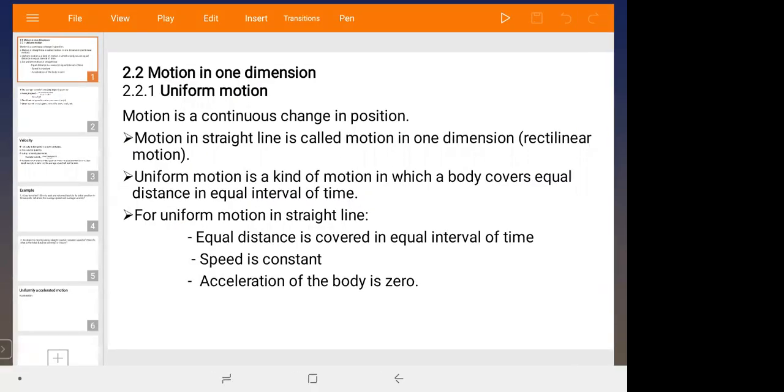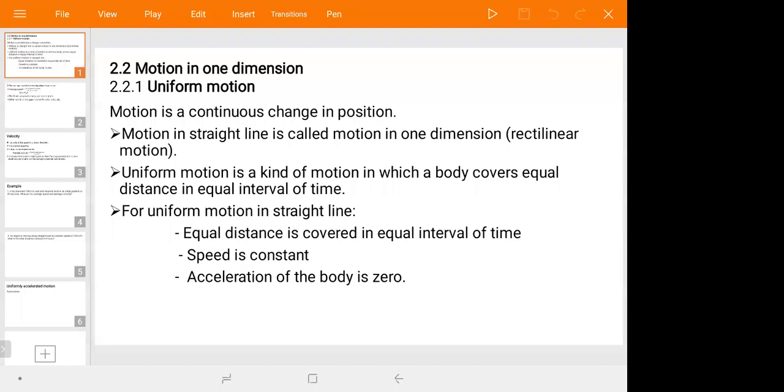So when we talk about motion, motion is a continuous change in position. If there is continuous change in position, we can say there is a motion. Therefore, motion is a continuous change in position relative to a reference frame. You remember this from unit 2 of grade 7 physics. You know what a reference frame means.